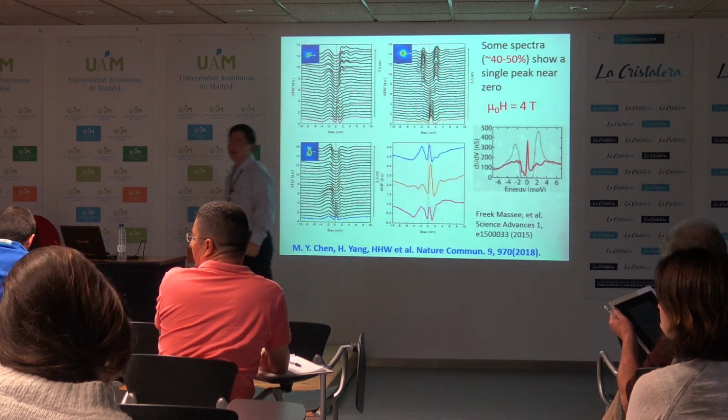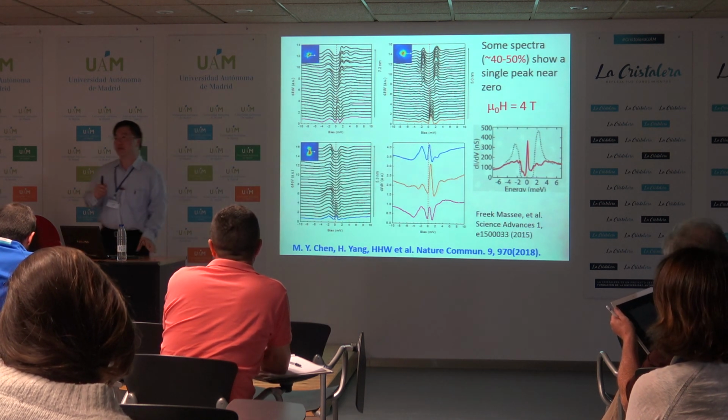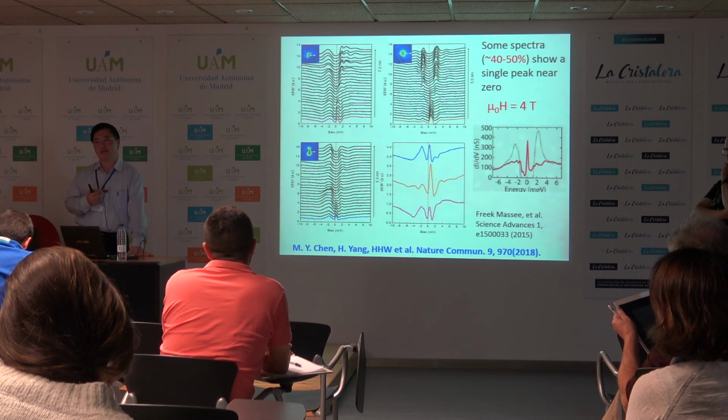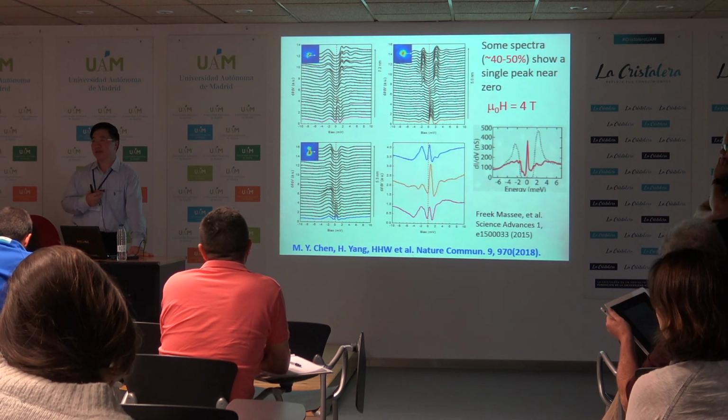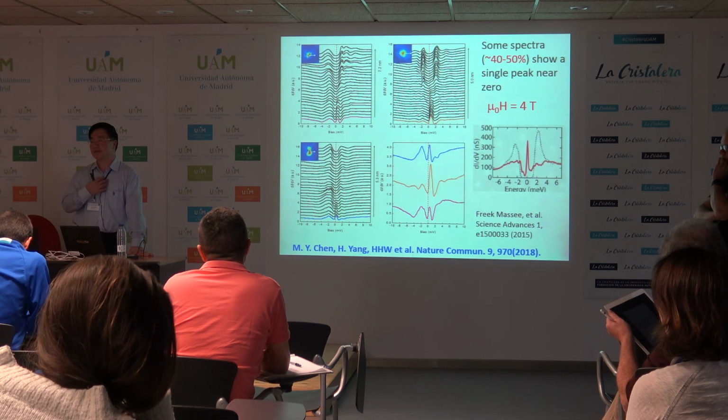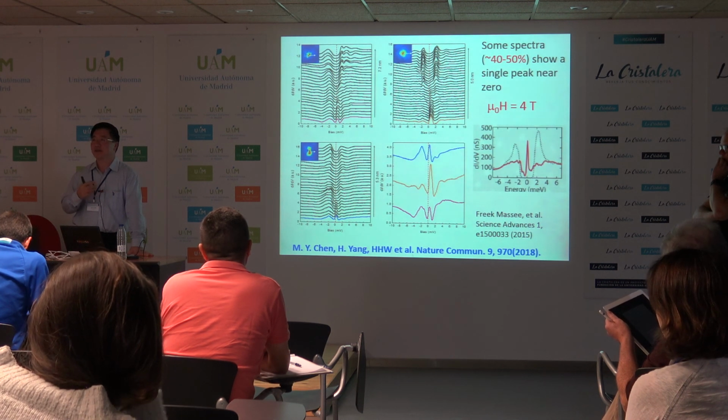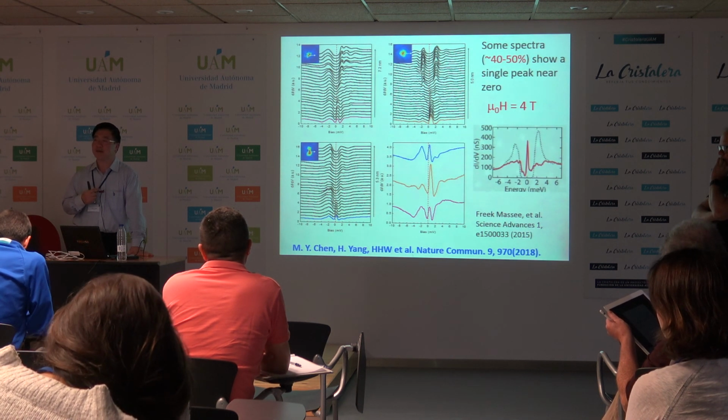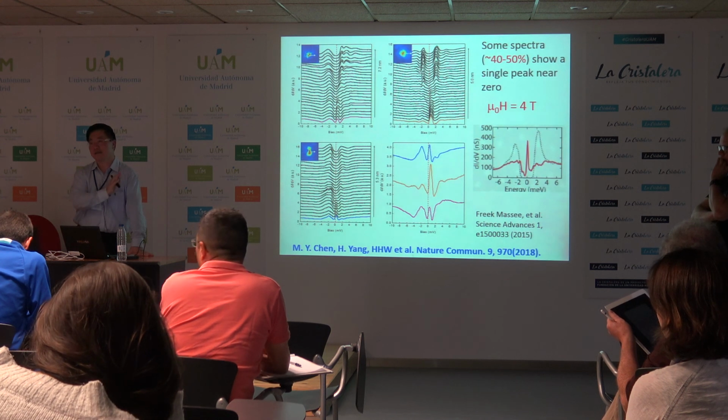So that's the difference. And the second difference between our sample and his sample is that the tellurium of his sample is higher. Mine is 0.55. Theirs is 0.6. So that's the only difference. Others, I think, are the same.